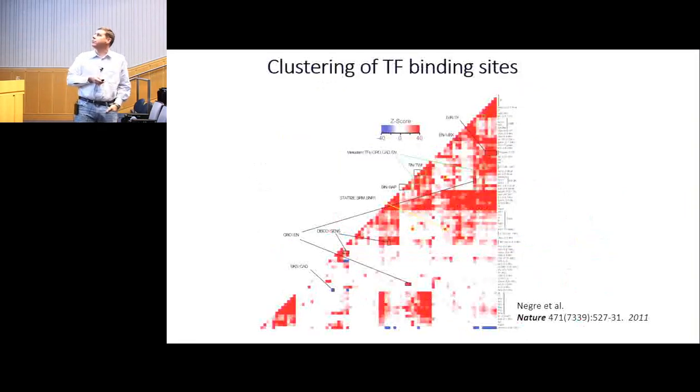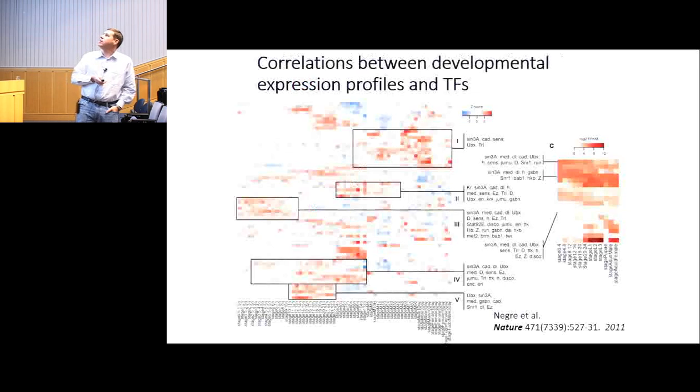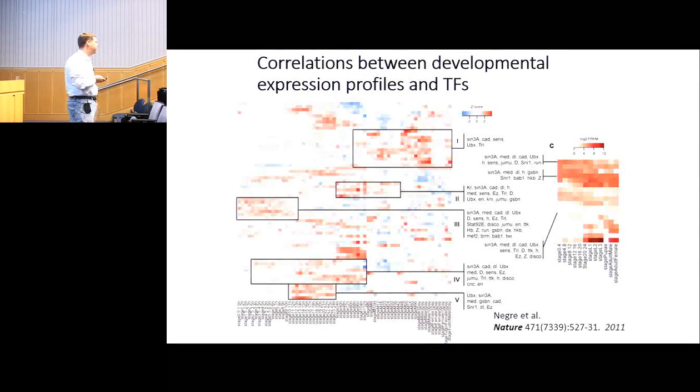We can cluster these binding sites, and we see lots of interactions. We can build networks, also seeing regulatory interactions among many factors, and we can start to use this data to make predictions about which sets of genes might be regulated by which sets of factors in the genome.